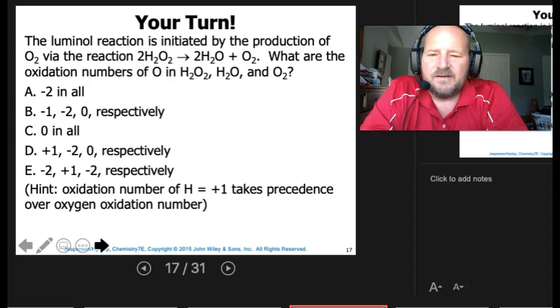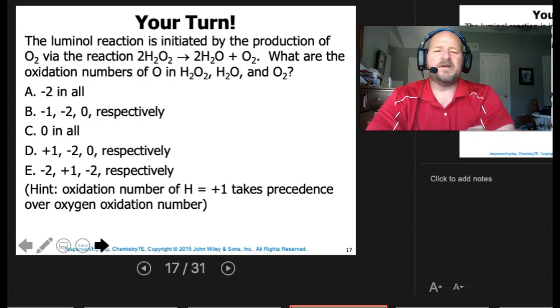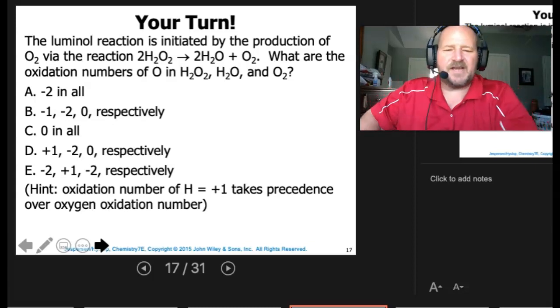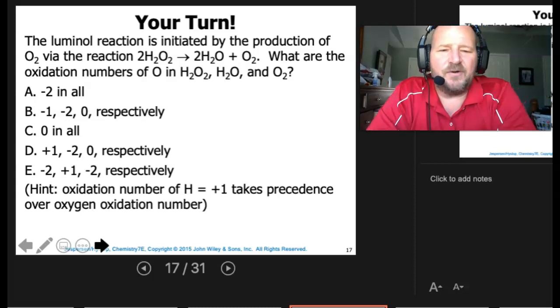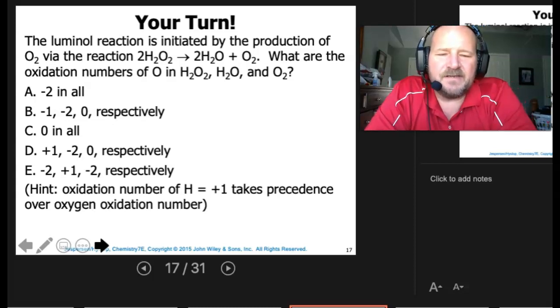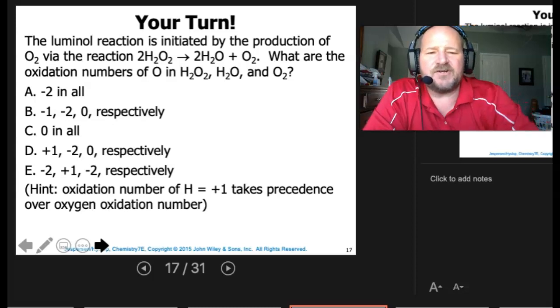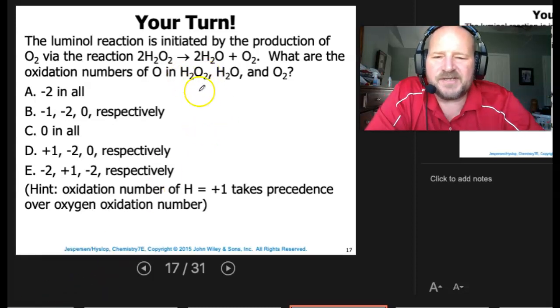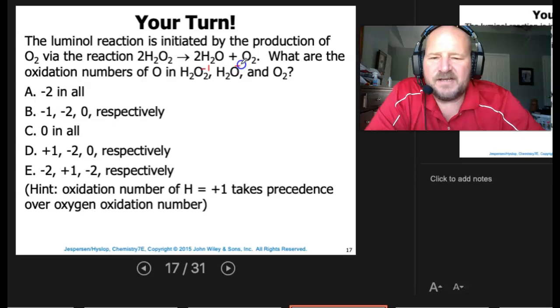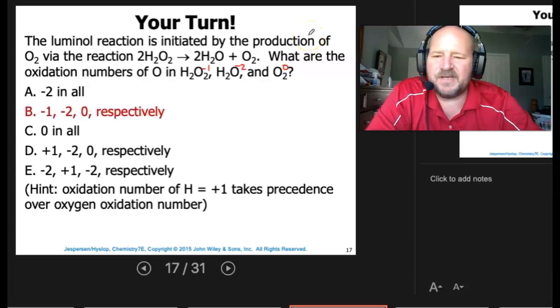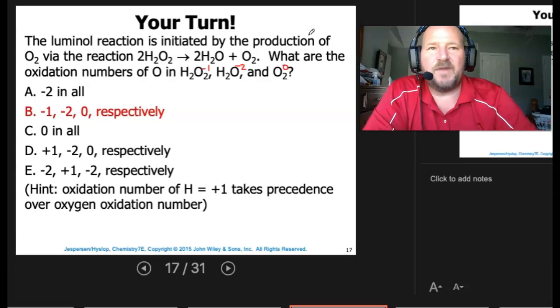All right. So they give us a hint here. They tell us the oxidation number of hydrogen is equal to +1 and takes precedence over the oxygen oxidation number. But of course, if you recall and look back at that previous segment, I told you that oxygen is always a -2 except in peroxides. And so here we have hydrogen peroxide. And so in hydrogen peroxide, we know that the oxygen should be a -1. Here, this is not a peroxide, so it's -2. And then here we have elemental oxygen, and so that should be a 0. And so of course our answer then has to be B, where it's -1, -2, 0 respectively.